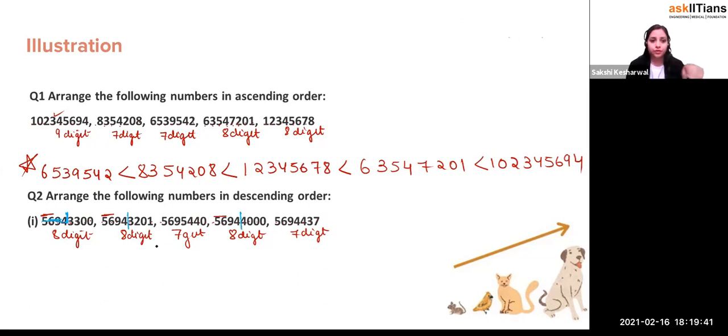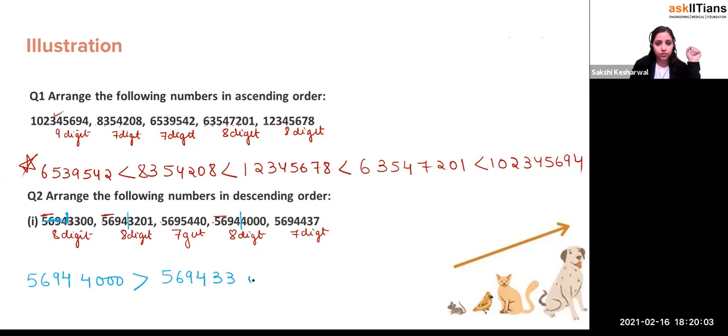Now you have to just compare from this position. So we have 4 and 3, 400 is greater, so it will be 5, 6, 9, 4, and then 4, 0, 0, this is greater. Then you have to compare between these two, that is 3, 3 and 3, 2. So 3, 3 is greater, so this will be, beta, 5, 6, 9, 4, 3, 3, 0, 0. Now this will have 5, 6, 9, 4, 3, 2, 0, 1.